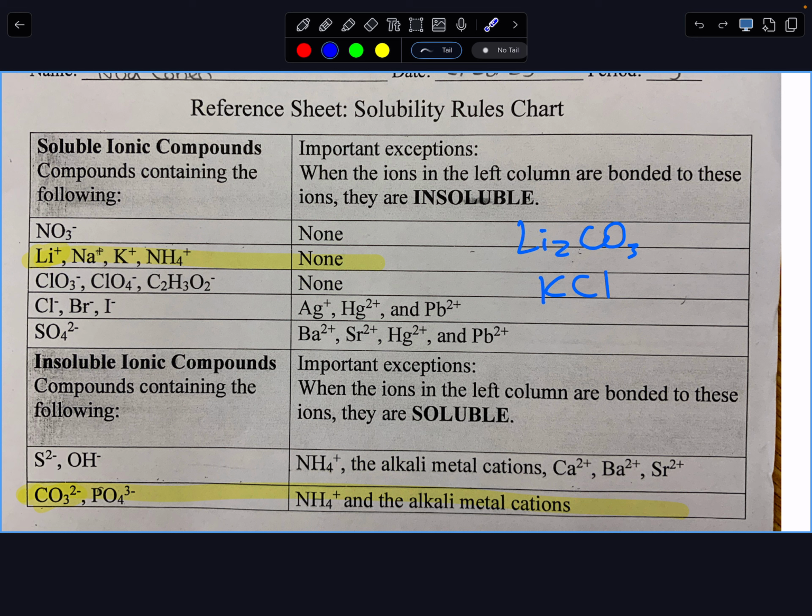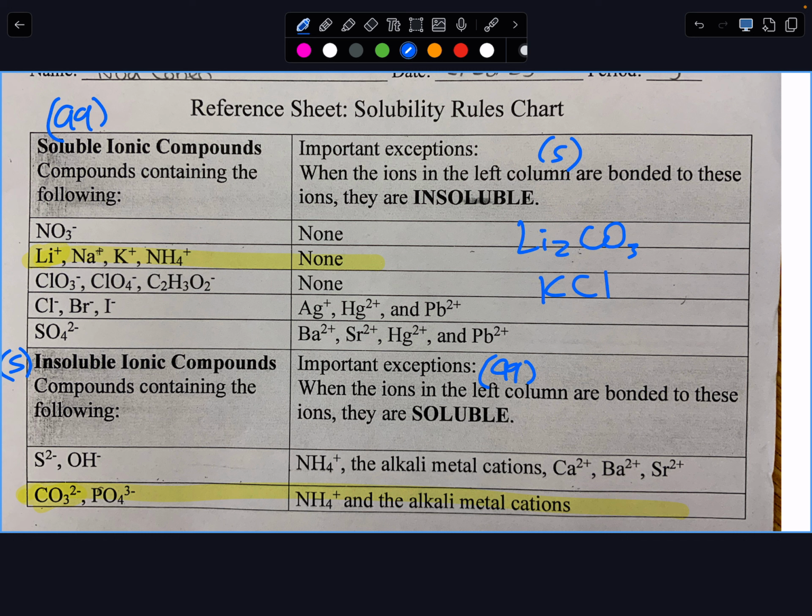Guys, look. It says soluble ionic compounds. When you have a compound containing any of the following, it's soluble, meaning aqueous. If it's bonded to any of the exceptions, it makes it the opposite. So soluble is when it dissolves in water. Right, and that's aqueous. If it's an exception, then it becomes solid. These are solids and they become aqueous. And this is given to you on the quiz, yes.